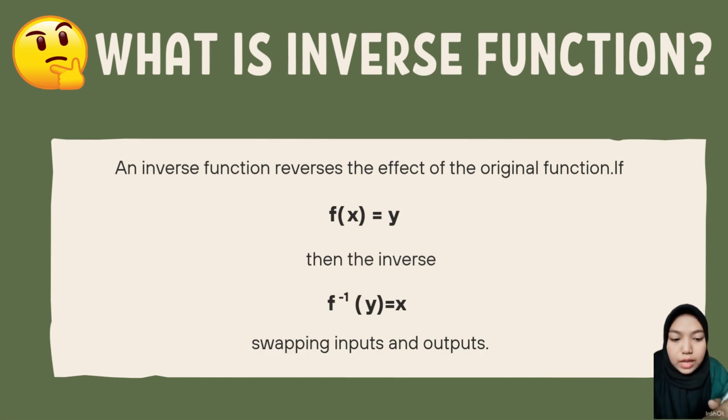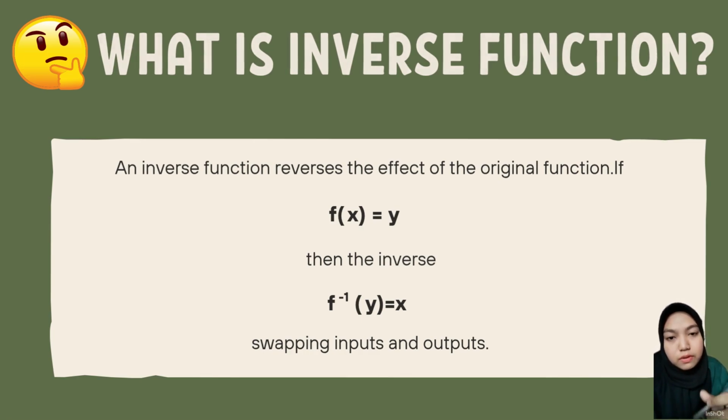So, if f(x) equal to x plus 3, the inverse function will subtract 3. That way, if you put in 5, it will give you back 2. We write the inverse function as f negative 1 of x. It means the function that reverses f.